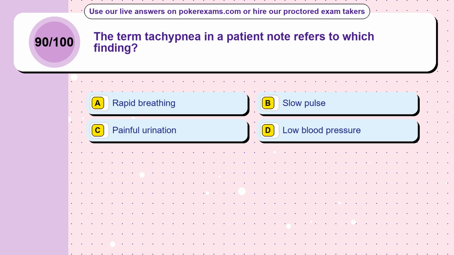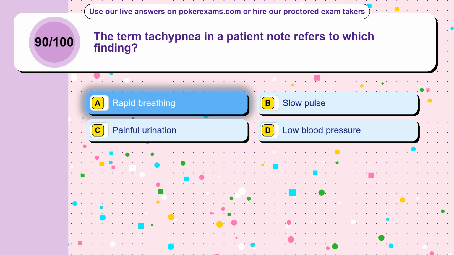Question 90. The term tachypnea in a patient note refers to which finding? Option A, rapid breathing. Option B, slow pulse. Option C, painful urination. Option D, low blood pressure. The correct answer is option A, rapid breathing.